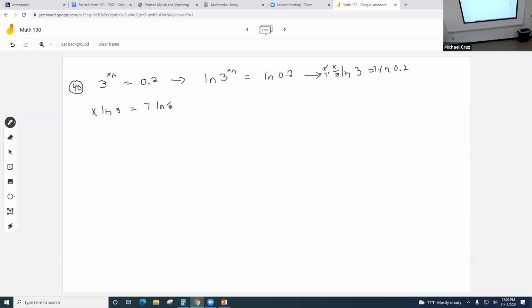ln 0.2. And then I can just evaluate that. Well, I'm sorry, divide both sides by ln 3.